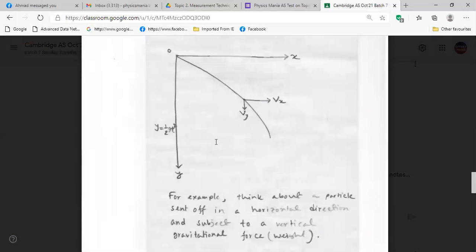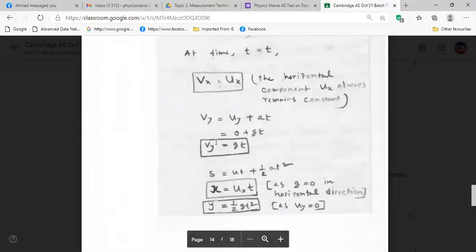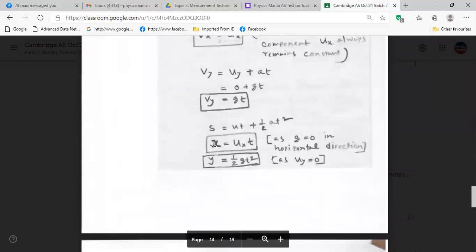So distance or displacement also has two components. One is the vertical component, this is y, and another one is the horizontal component, that is x. ux into t, right? How is ux into t coming? Because this equation we are applying for both horizontal and vertical components. For the horizontal component we don't have any g, right? So g is here 0, acceleration is 0, then it's coming uxt.